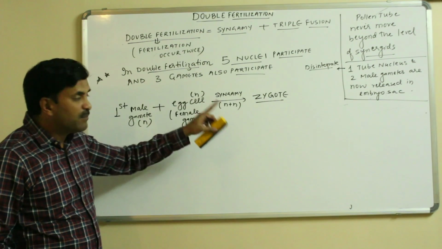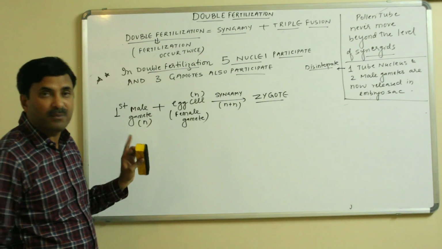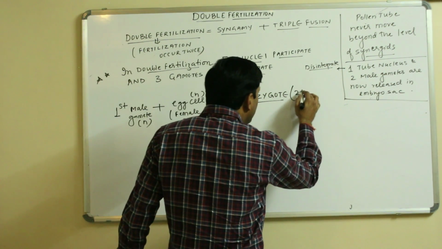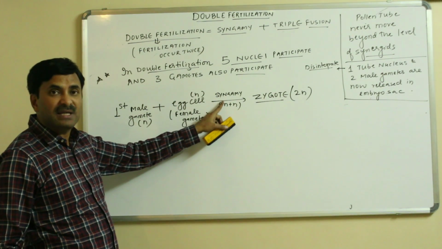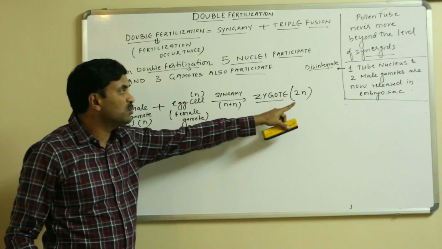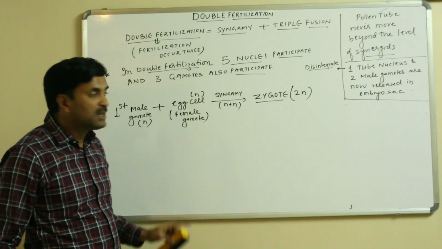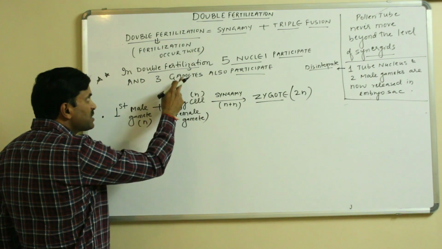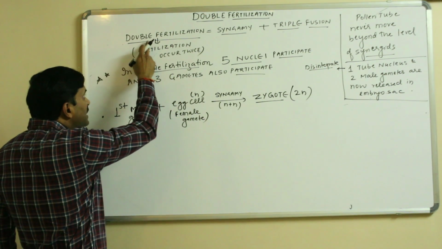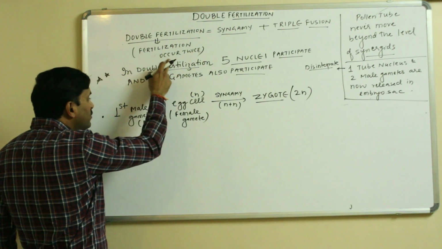Now in the embryo sac, the zygote is formed, and this zygote will have the ploidy level of 2n because it is formed by the syngamy. n plus n is equal to 2n. So now what is formed? Zygote is formed. Now this is the first fertilization that happened, but we know very well in double fertilization, fertilization occurs twice.